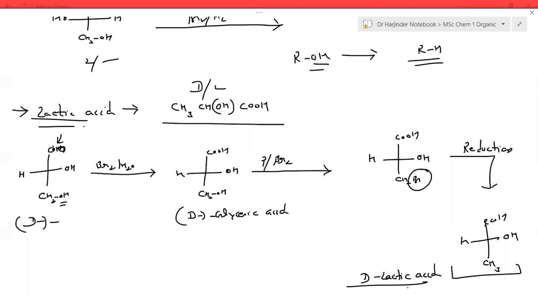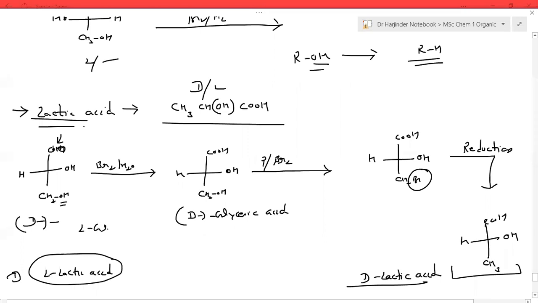Then what will you do? Now you have two samples. One is D-lactic acid that you have synthesized from D-glyceraldehyde, and another is L-lactic acid that you have prepared from L-glyceraldehyde. What will you do? Compare the properties, the optical activity. You compare the optical activity of your compound with D-lactic acid and L-lactic acid, and whichever it matches, that is your compound. Is it clear?